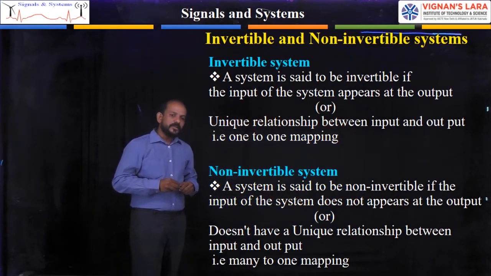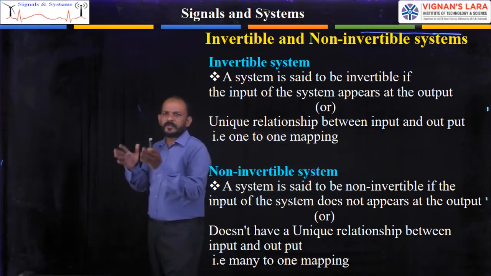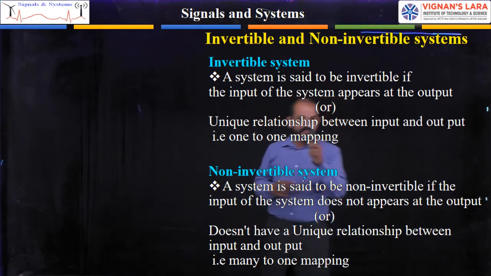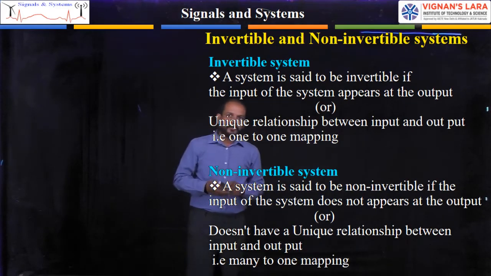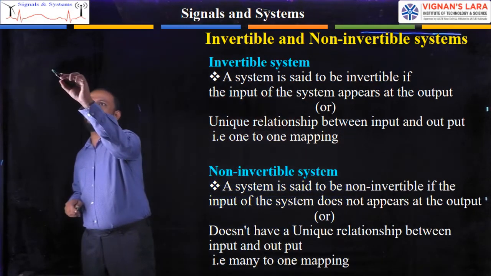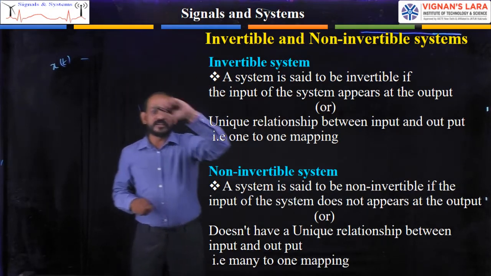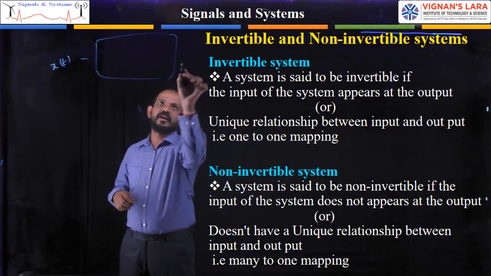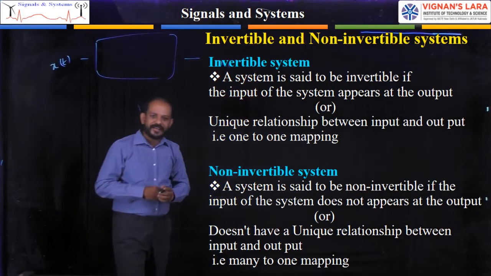First one: a system is said to be invertible if the input of the system appears at the output. That is, the output of the complete system must be the input. If you give the input as x of t to a composite system which consists of two small systems inside, and finally at the output you also get x of t, then we can call that system an invertible system.